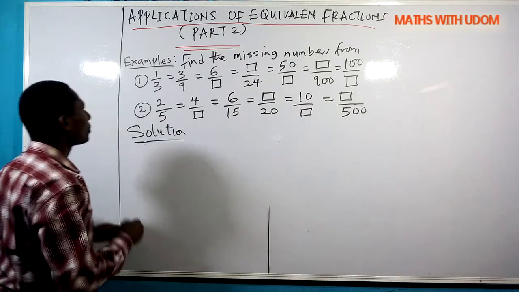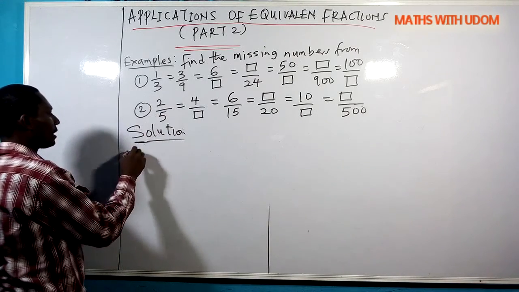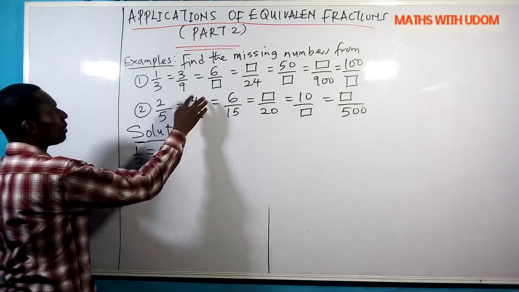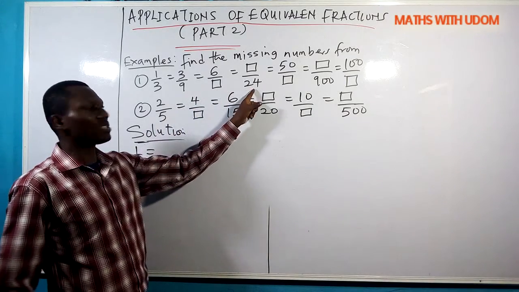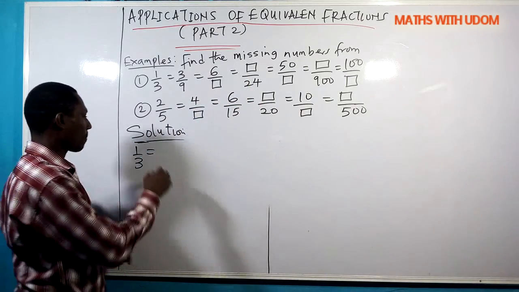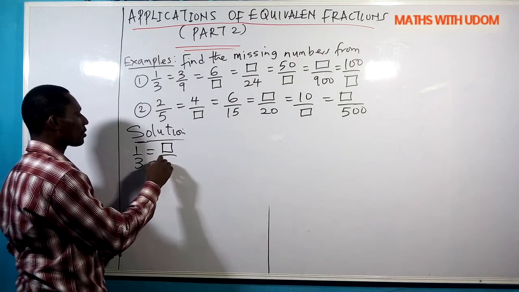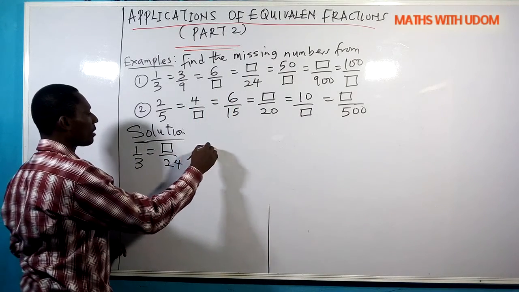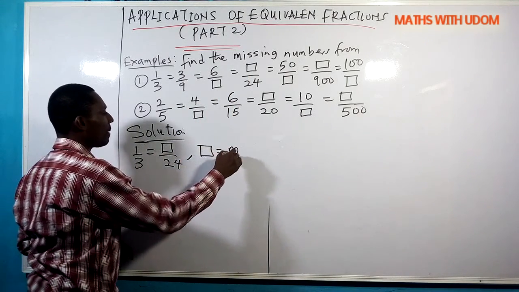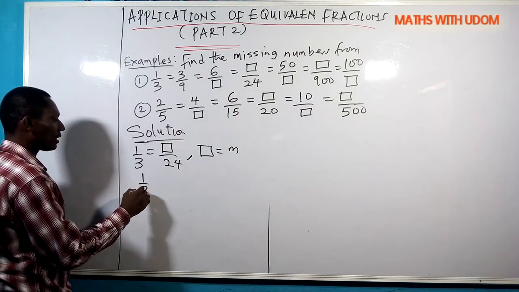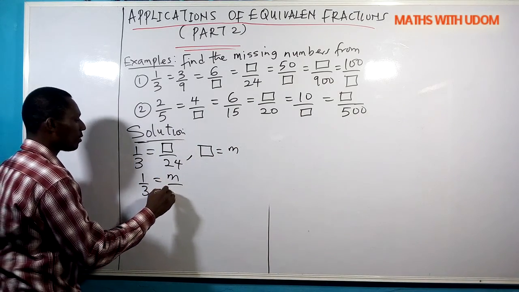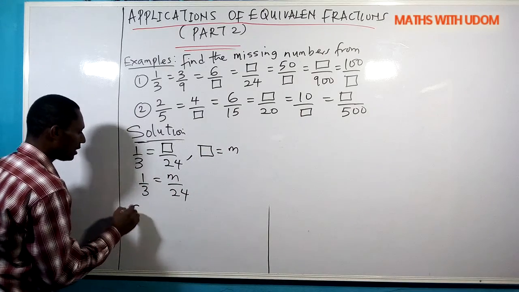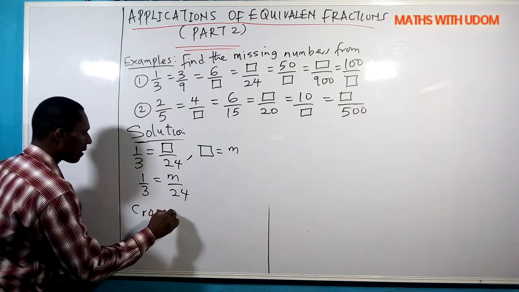Okay, so the second one, let's have 1 over 3 equals to what? We are through with the first one. Let's move to the second one, box over 24. So let the box represent m. So I will have 1 over 3 equals to m over 24. From here, I will cross multiply.